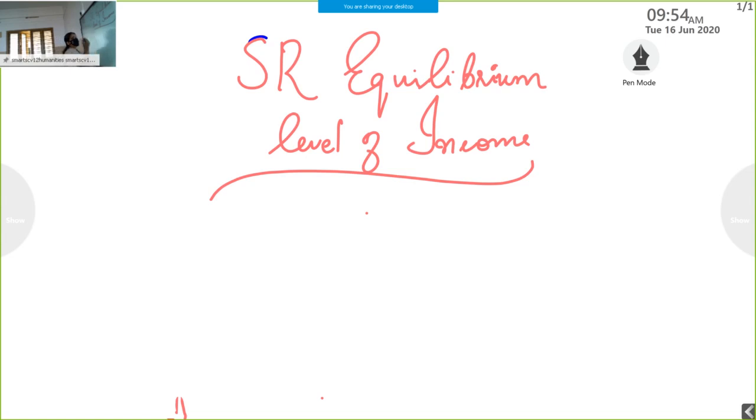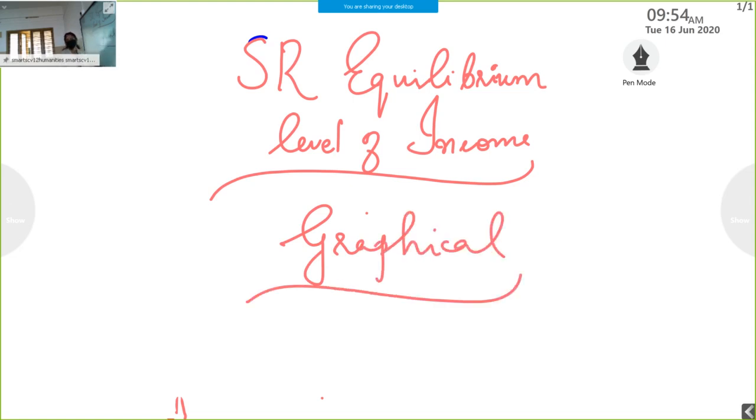Then yesterday's tabular presentation that we completed, I think that you understood. The next one, graphical representation of the ADAS approach. Graphical representation. See, we just take like this.